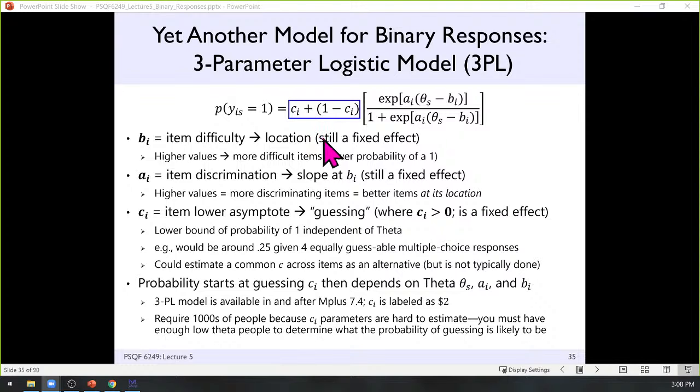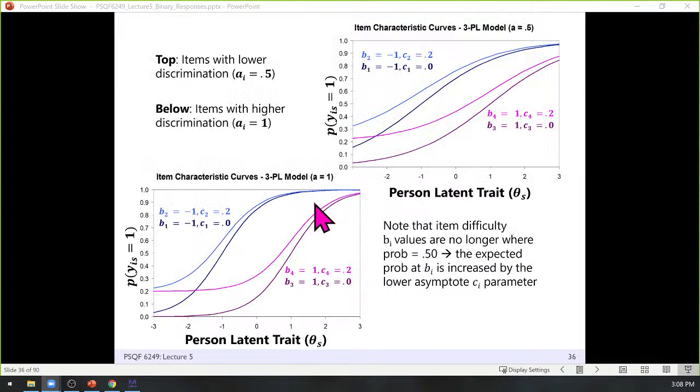And it takes a lot of people to estimate this model. In particular, you'd have to have enough low ability people to be able to get a good handle on just how low C should be. So C sub i, in theory, it's possible to have items share a C parameter, but I've never actually seen that. Each item gets its own lower asymptote. And so then we'd have curves that look something like this, where, for instance, the two blue lines down here differ in their C parameter. The lighter blue asymptotes at about 0.2, like that's where it would eventually level out, whereas the darker blue goes all the way down to 0.